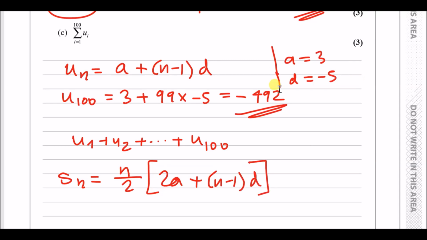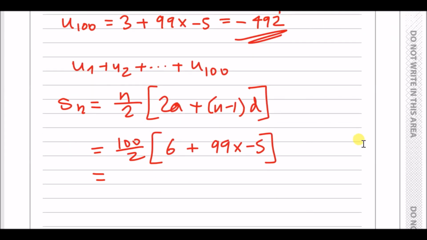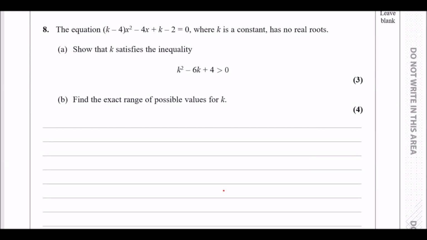Now plug in all the values we know. a is 3, d is minus 5. In this case, n is 100, so we should get 100 over 2, 2a is 6, plus 99 times minus 5. Basically plug this all in and you should get a final result in your calculator of minus 24,450. And that's it, guys. That's 7 done.